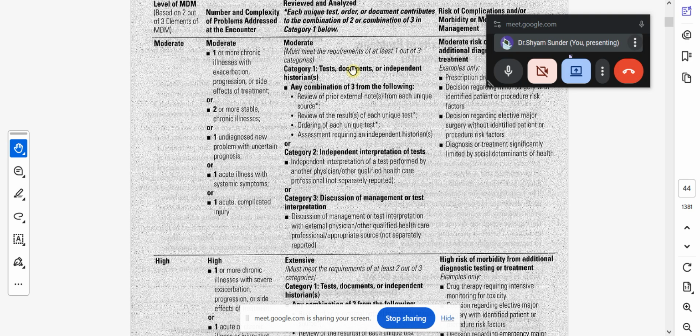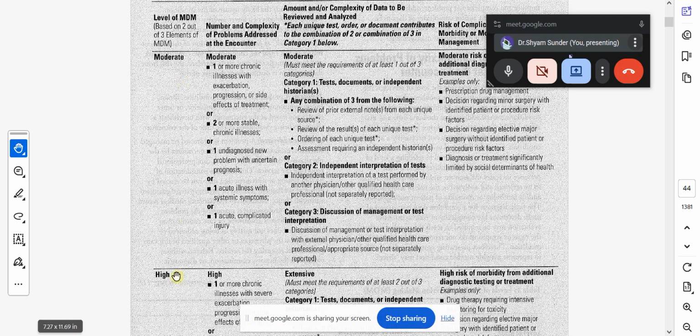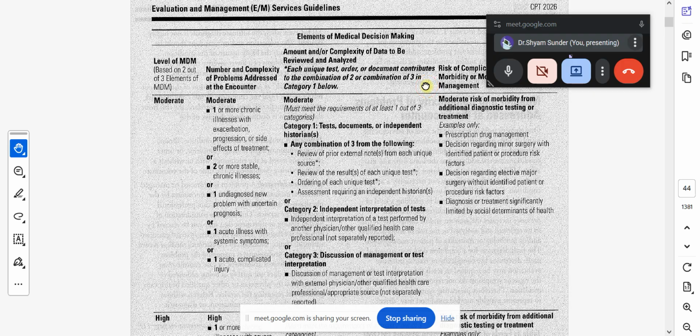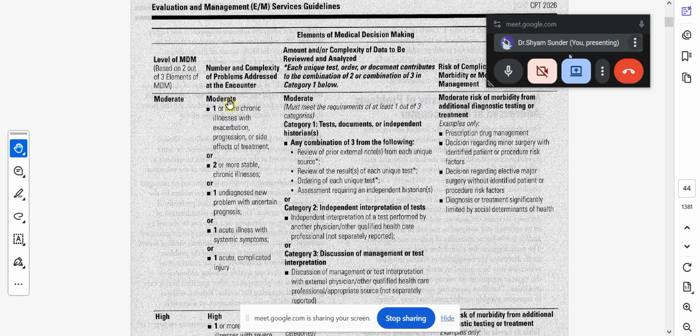Is there any discussion? Accordingly, you will decide the data level. So we have the criteria. What is straightforward data? What is moderate data? What is high data? So you have to go through this table a couple of times. Then you're good to discuss further. Any questions about the problem or data?